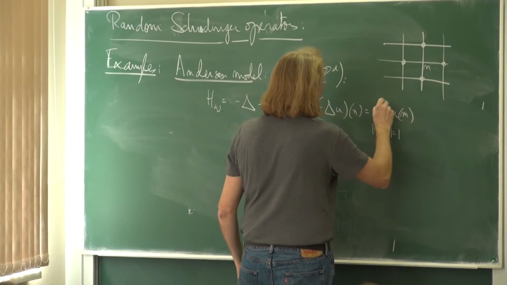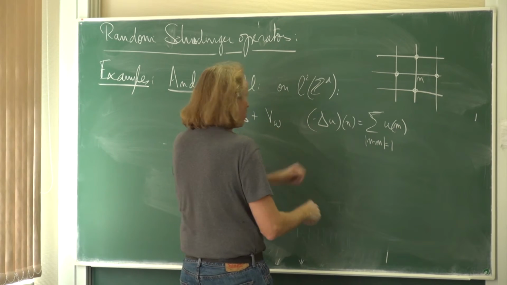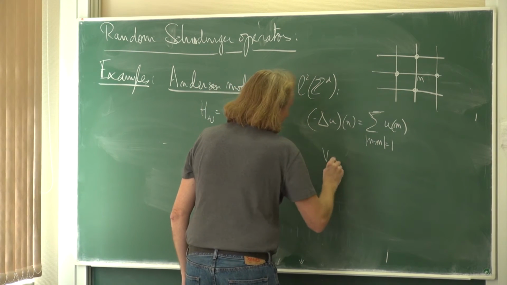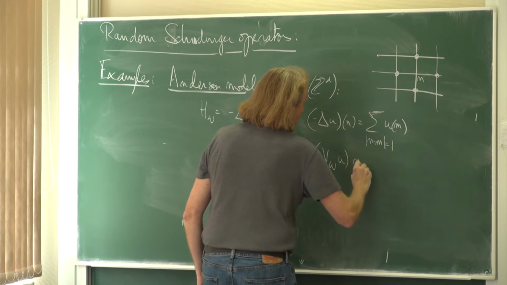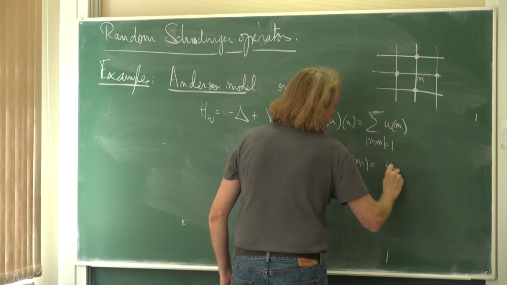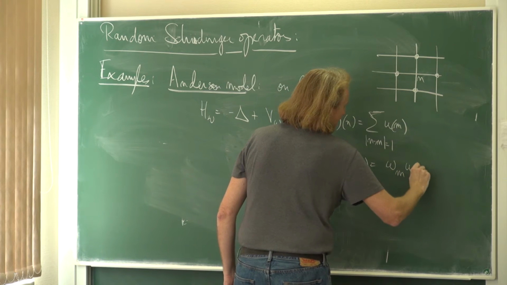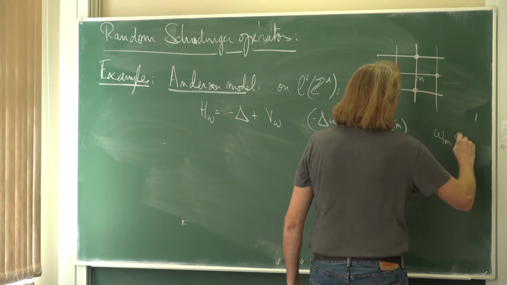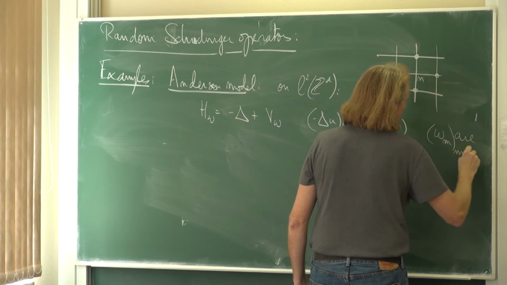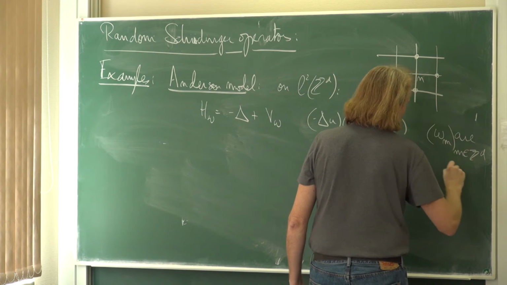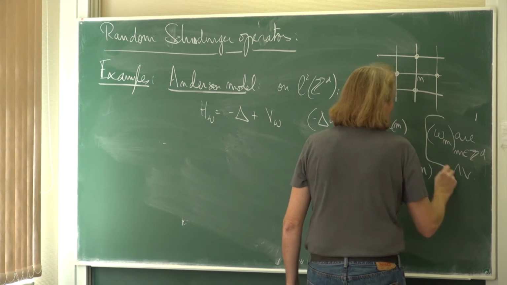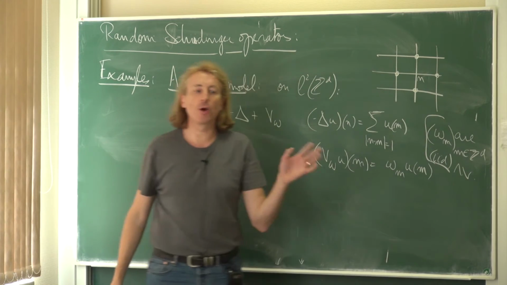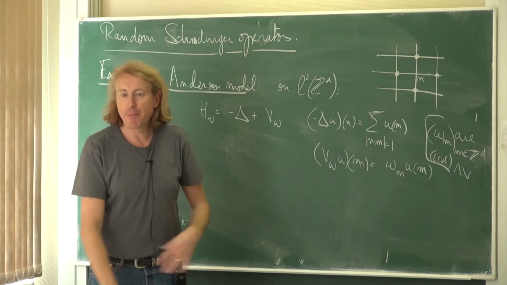You can put a minus, you can remove 1/2, it depends what you want to do, but I've normalized it just in this way. And the V omega applied to u at the point n is just the multiplication of u at n by some omega n, and I assume that the omega n are random variables. So in most of the cases, I put it here in parentheses, most of the cases they're going to be assumed IID, right? But it's not really necessary.